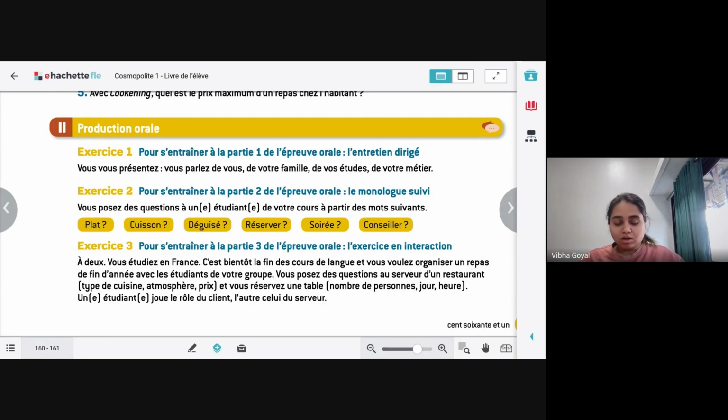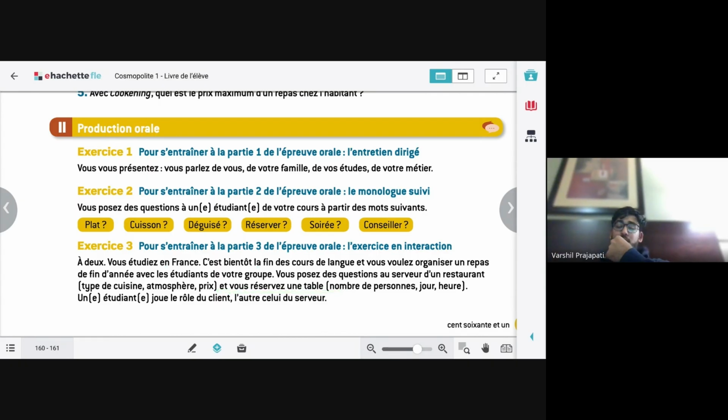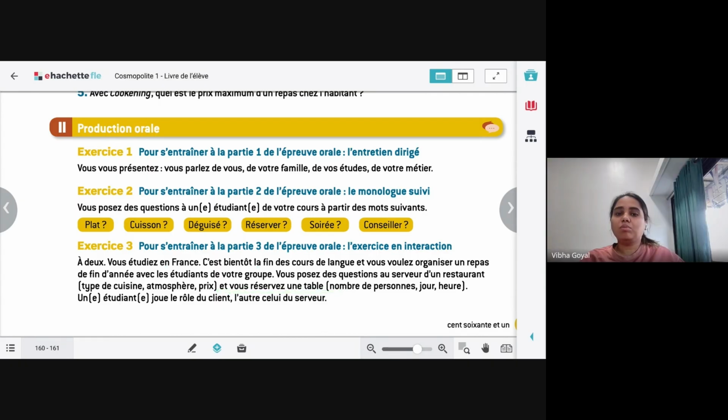For the third part, you made a major error because you were saying "j'ai réservé". What you have to do is reserve now a table. And you said famille, but it's "avec les étudiants de votre groupe". It's not famille. So you have to read the whole thing and prepare accordingly, speak accordingly.